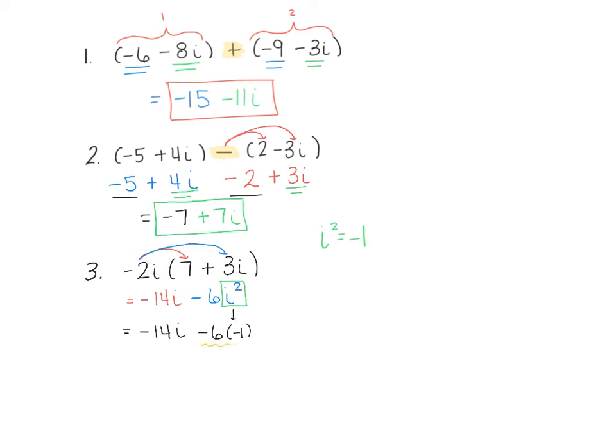So now we can take care of this multiplication. That gives us -14i plus 6. The only problem here is that this is not in a plus bi form. We need the real number part to come first and the imaginary number part to come second. So we must rewrite this as 6 minus 14i. And this would be our final answer in a plus bi form.